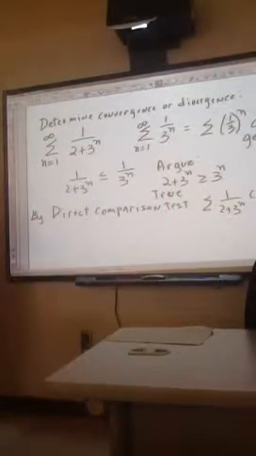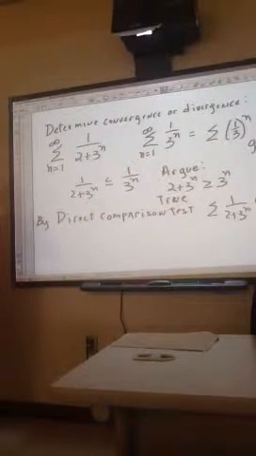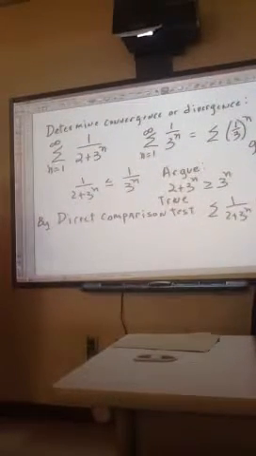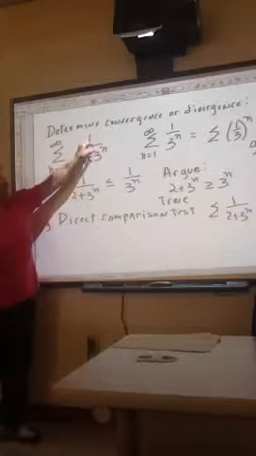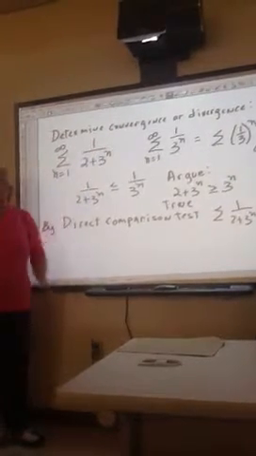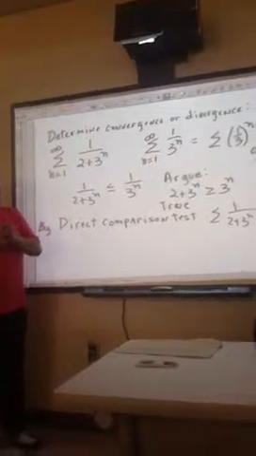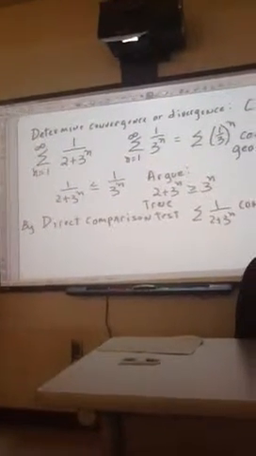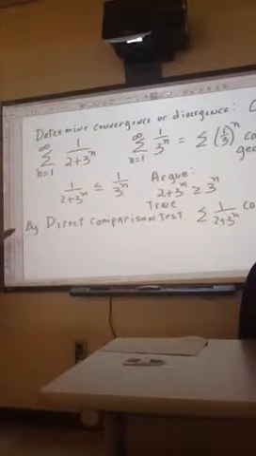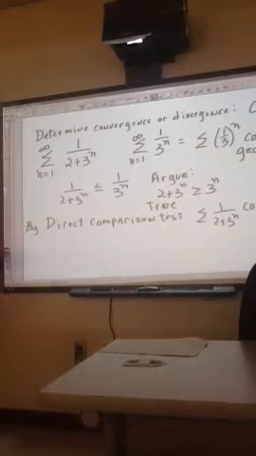But the trick is, can you find one of your other series that you know whether it converges or diverges? And this one wasn't too bad. You picked it up really fast, 1 over 3 to the n. That gave you a nice geometric series. So we're done with that one.